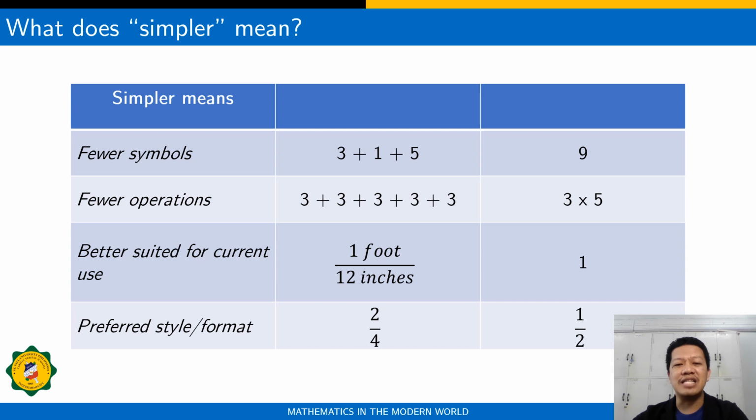Simpler also means better suited for current use. So instead of writing 1 foot over 12 inches, that equivalence is actually equal to 1. And simpler means it should follow a preferred style or format. So you can write 1/2 instead of 2/4. So that's being simpler.